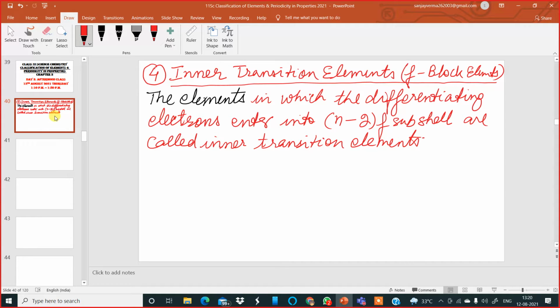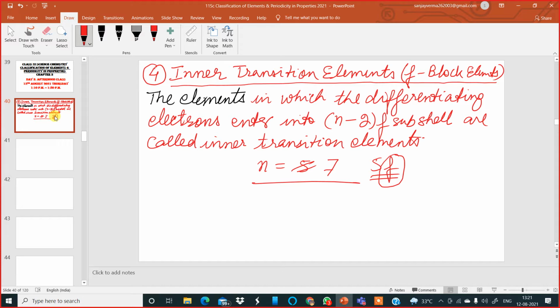So if the value of the principal quantum number is, say, 7, then the f orbital into which the differentiating electron will enter will be 7 minus 2, that is the 5f subshell. So differentiating electrons entering the f subshell is for the inner transition elements, and those elements belong to the F block of the periodic table.